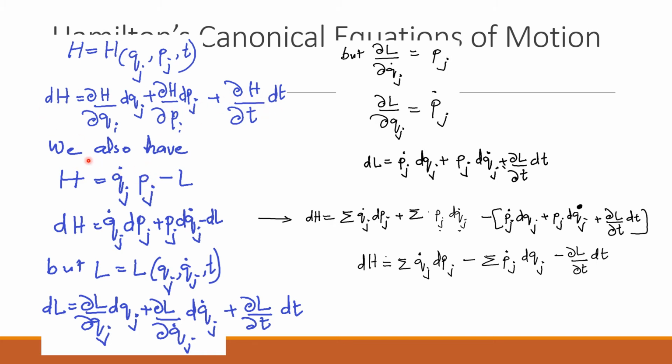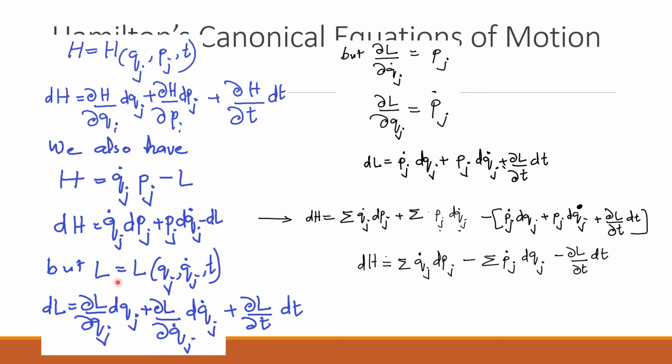Now we also know that the Hamiltonian H is given by Qj dot Pj minus L. You differentiate; what will be dH? This is a product, so you have to apply the product rule. Qj dot dPj plus Pj dQj dot minus dL.